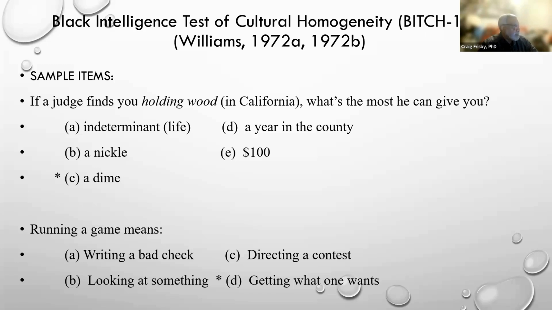And here's the other question. Running a game means, and then the right answer is getting what one wants. So this is basically ghetto slang, and here's the right answer. So basically what happened with this test is that Williams gave the test to a group of Black and white college students, and of course he found that Black students had higher scores than white students.